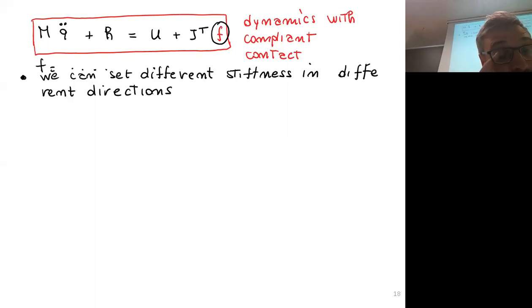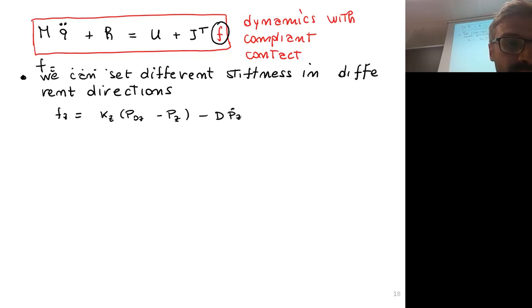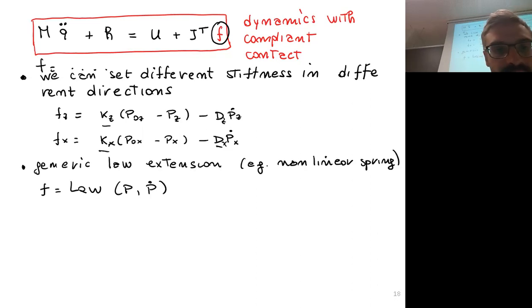Additionally, you can set different stiffness in different directions. For example, in the Z direction, we could have a stiffness and a damping, while in the X direction, another one. So you can model different material behaviors. You can even generalize away from the linear model of spring dampers using, for example, nonlinear springs that are, for example, stiffening springs, or springs that are not stiffening, like foam. I show an example in the next video.